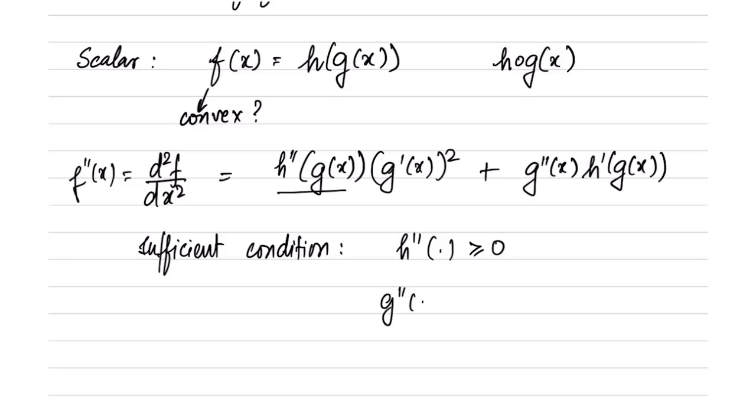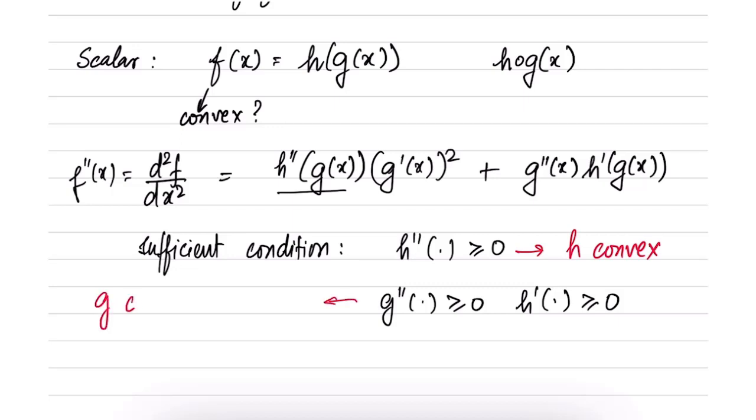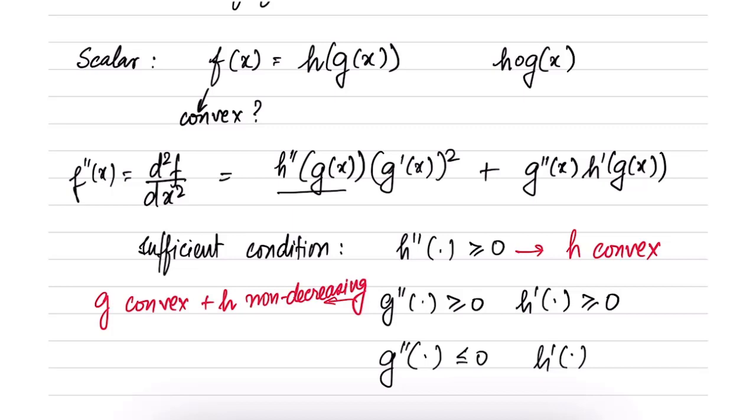And the second thing is g double prime is greater than or equal to 0 and h prime is greater than or equal to 0. I've just written a dot because I want to say that whatever value I plug in, it should be positive. Now h double prime greater than or equal to 0 is another way of saying that h is convex, and g double prime greater than or equal to 0 is another way of saying that g is convex, and h prime greater than or equal to 0 means h is non-decreasing. So if all of these terms are positive, then f double prime is positive. There's also another possibility: g double prime is negative, but h prime is also negative. In this case, g is concave and h is non-increasing.